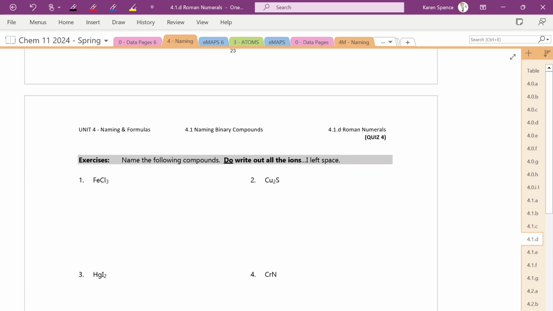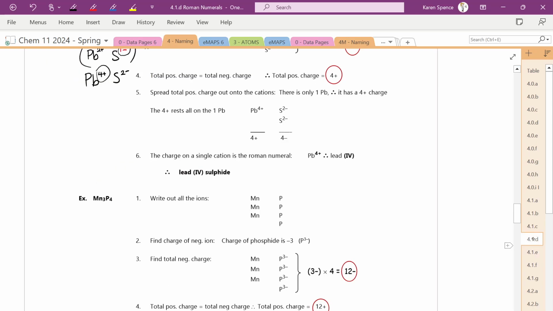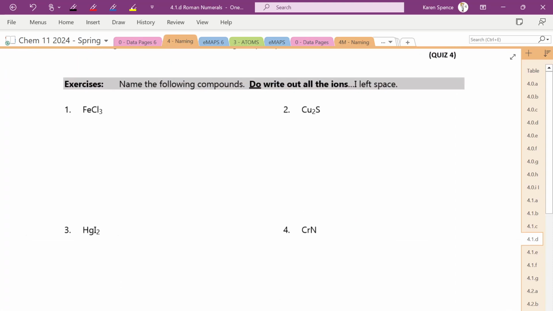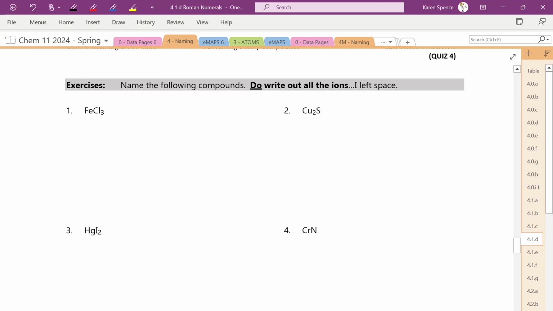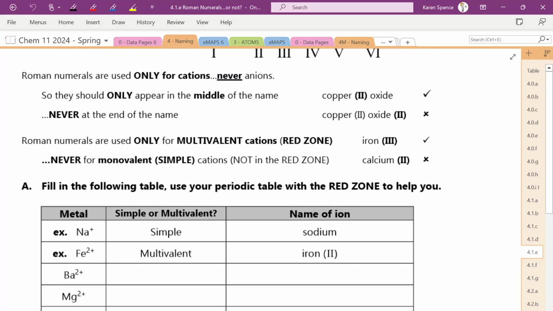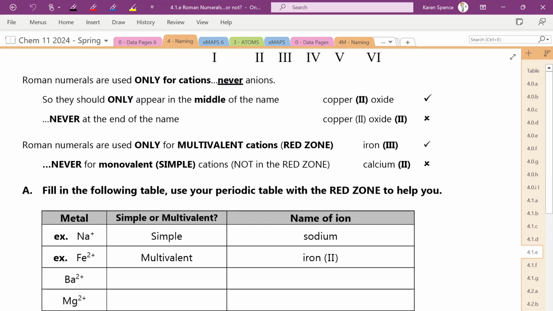That's basically it. So for 4.1D, all of these compounds have Roman numerals. Okay, all of the compounds in 4.1D have Roman numerals. I've left space for you to draw things out. Now, before you write your quiz, you need to decide if you have a Roman numeral or not. So you need to be able to choose. If it's in the red zone, you use a Roman numeral. If it's not in the red zone, you do not use a Roman numeral.